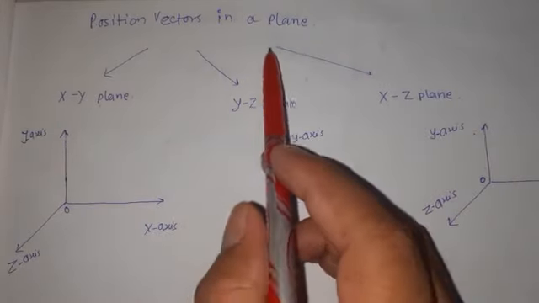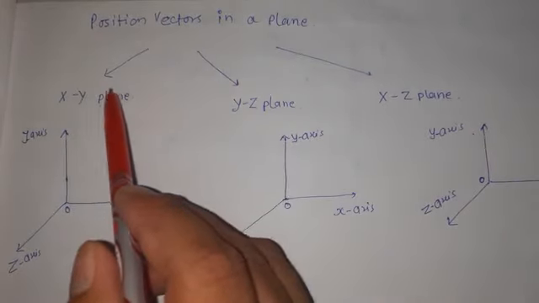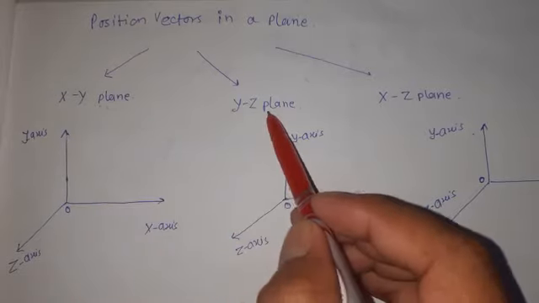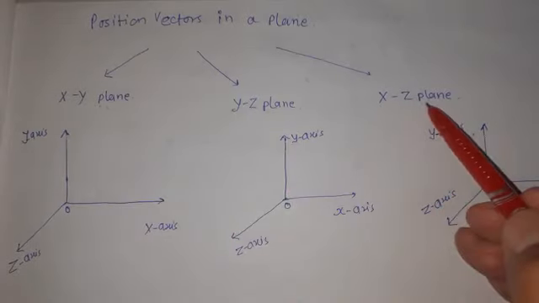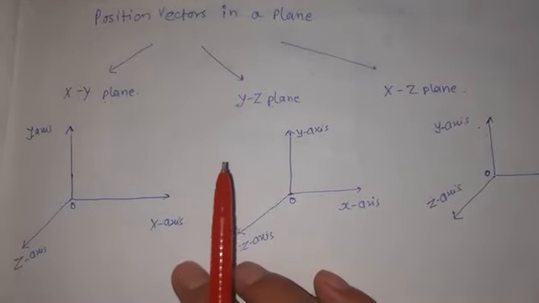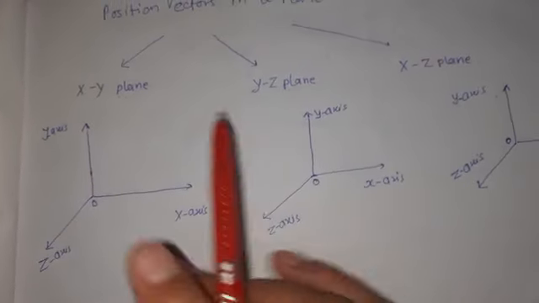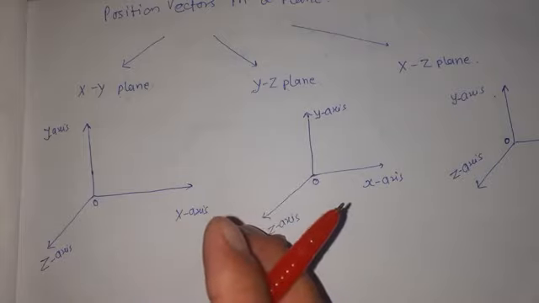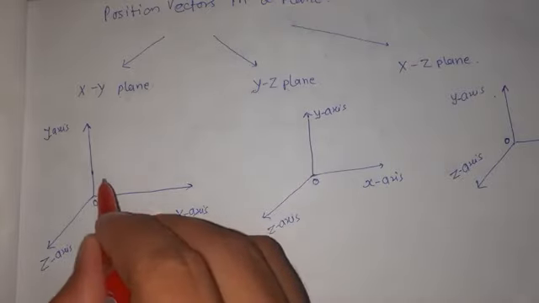So here, position vector in a plane. We are having three planes. One is said to be the xy plane, the second is the yz plane, and the third is the xz plane. So there are three planes, which means to say that these are two-dimensional positions, two dimensional only.